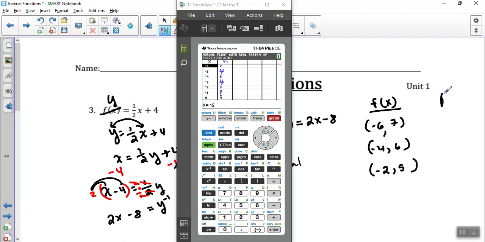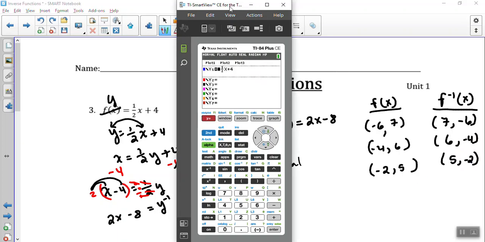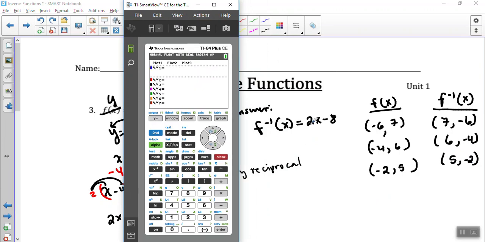Alright, f inverse of x. Remember, if it's an inverse function, the coordinates have to get switched. So let me just switch them. 7 goes to negative 6. 6 goes to negative 4. And 5 goes to negative 2. Okay? Now, so I'm going to go to y equals. I'm going to plug in my inverse function that I found. Here, all I'm doing is I'm just checking my answer. Okay? Go to my table.